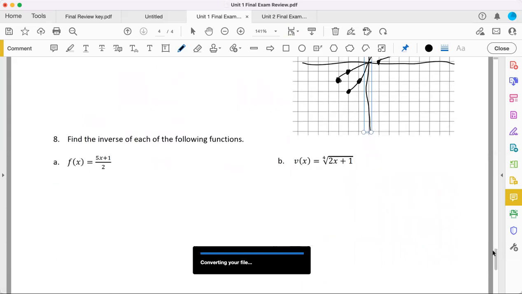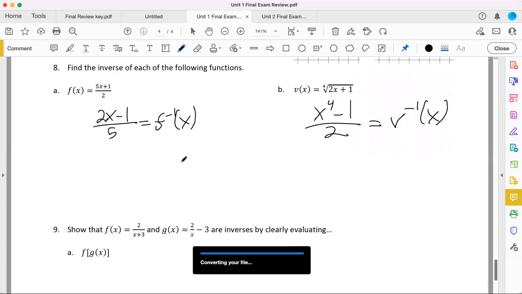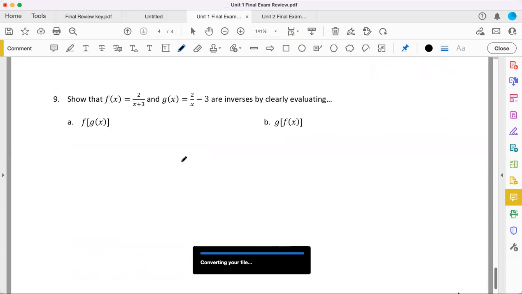Find the inverse. You already did problems like this. This is what? I'm at the point where I don't even have to write it out stepwise because I've just done these so many times. What's this? X to the fourth minus 1, all that's divided by 2. That's the inverse of x. Again, key thing is switch x and f of x. Solve for the one variable. You could also compose them, and if they produce the same outcome of x, then you're in good shape.